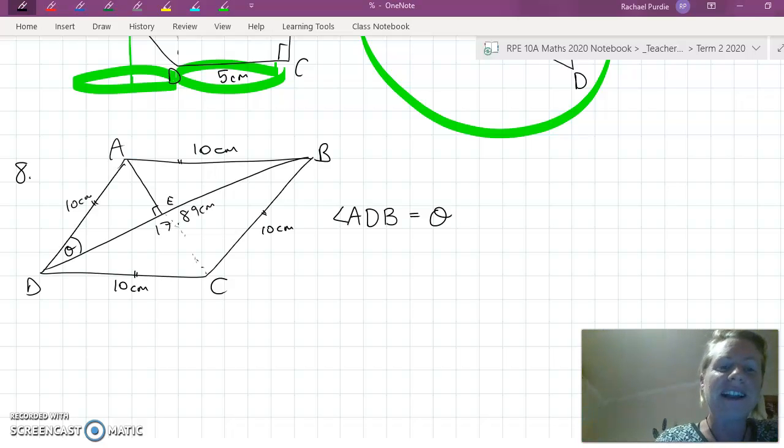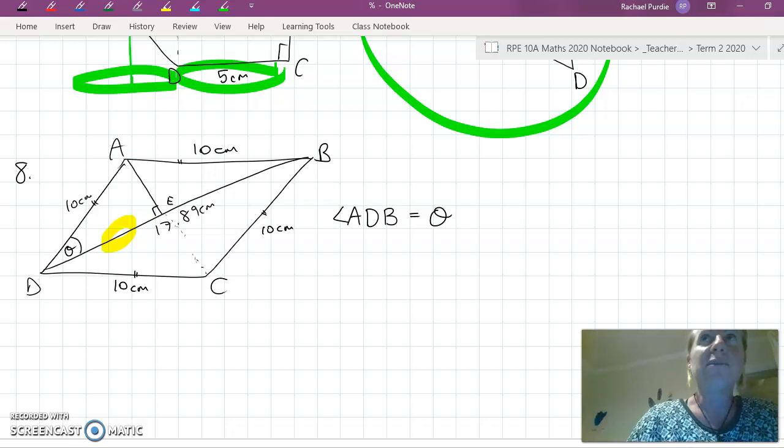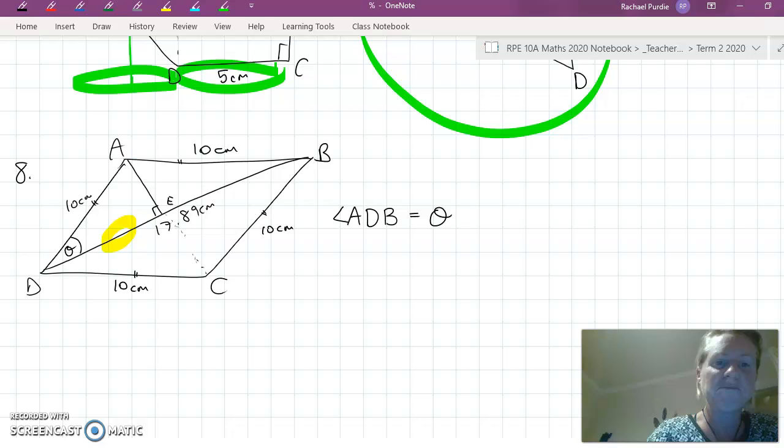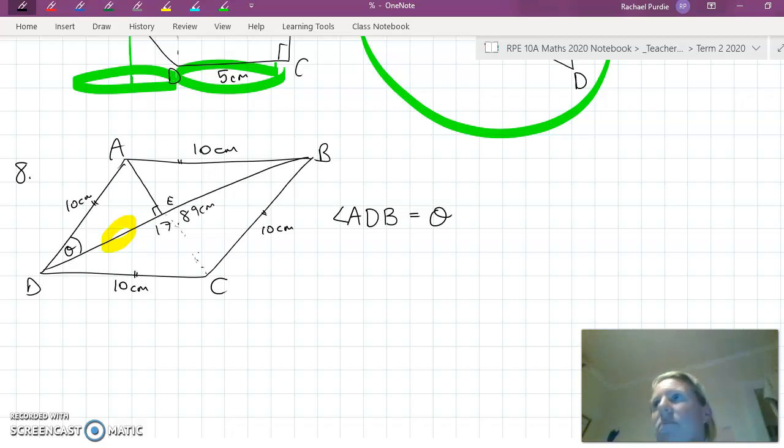That means we're going to be exactly halfway, to work out how long this distance here is. It's exactly half of 17.89, so 9.895 or something like that. So that means we've got another distance there. It's exactly half of 17.89 because it's cutting in the middle there. It's a rhombus, so it's got all these lovely things about it that are equal.